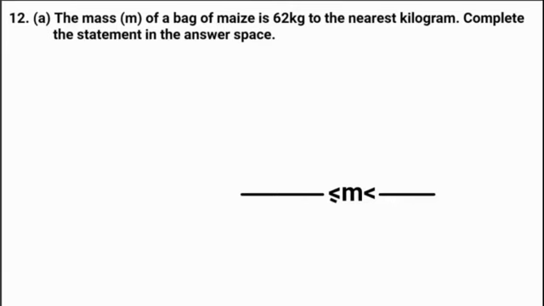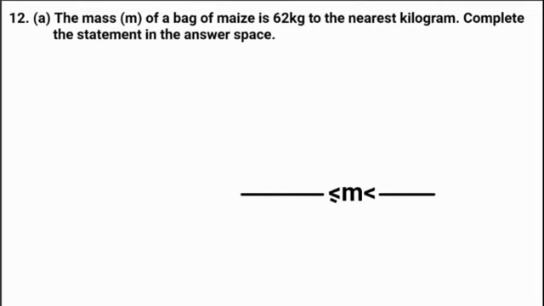Question 12a was as follows. The mass M of a bag of maize is 62 kg to the nearest kilogram. Complete the statement in the answer space. Okay, so to complete the statement below correctly, you first need to take note of the quantity given. We are told that it was 62 kg. So this is the same quantity we're going to write here.